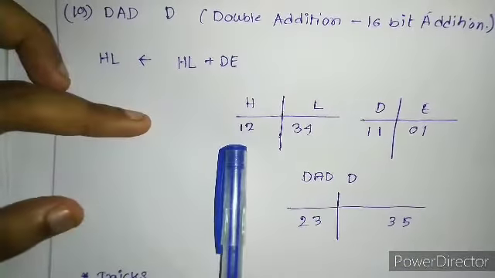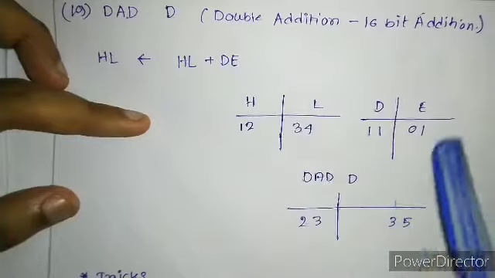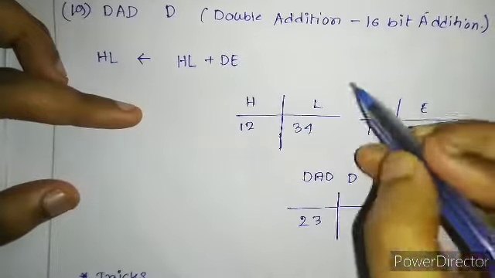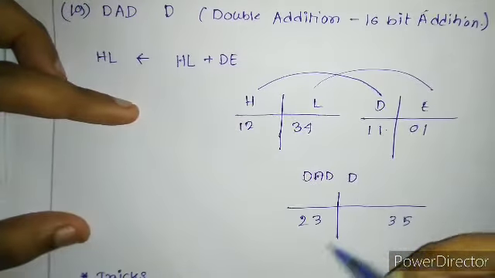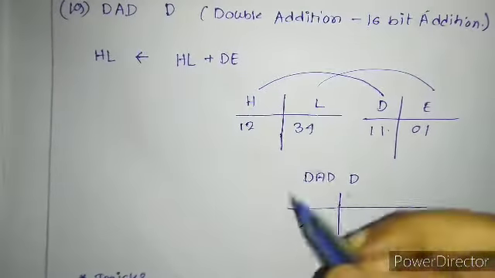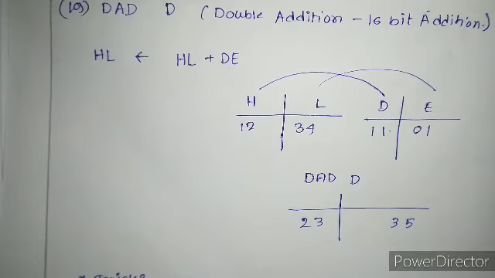Like here HL was 12, 13, and this is DE 11 and 0, 1. So add them. This is 3, 2, and first obviously the lower nibble, then the higher nibble. This was at least simple, DAD.